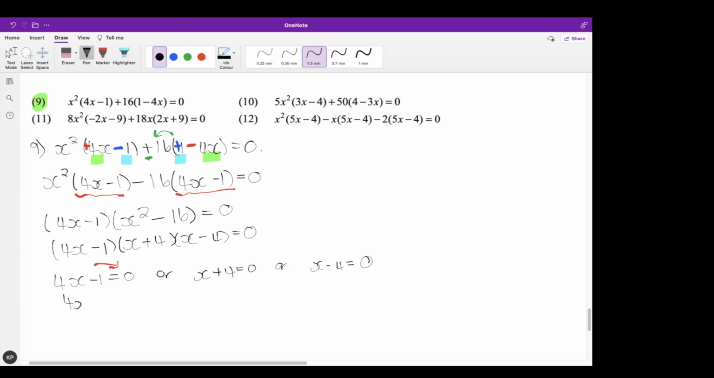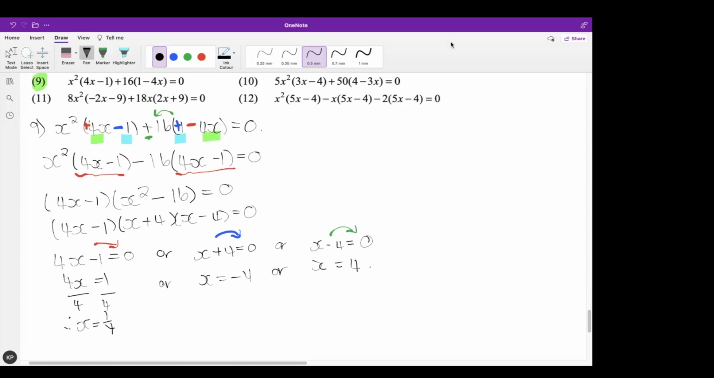So 4x is equal to positive 1. Divide by 4, divide by 4. X is a quarter. You're welcome. At least you're asking a question, right? We're very quiet today. Or x is equal to, this becomes a negative 4, or my last solution where x is equal to positive 4. Okay, I'm gonna call it a day here.